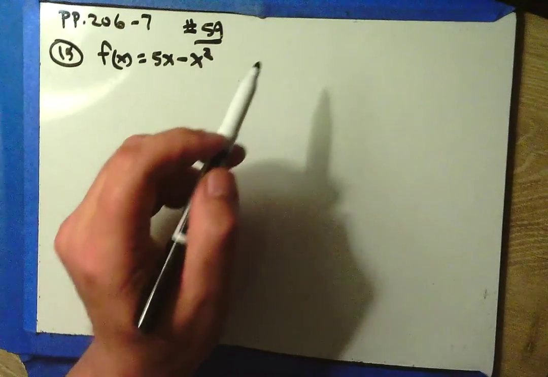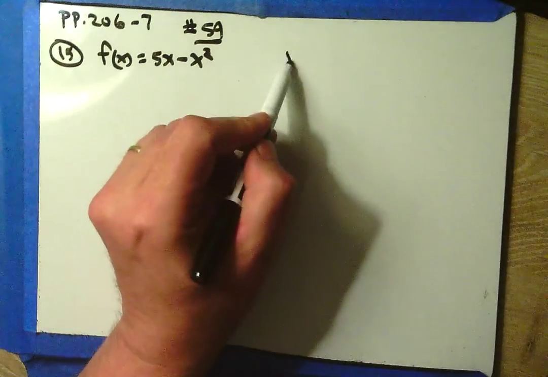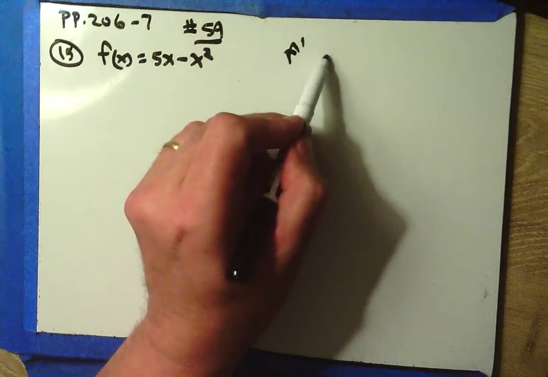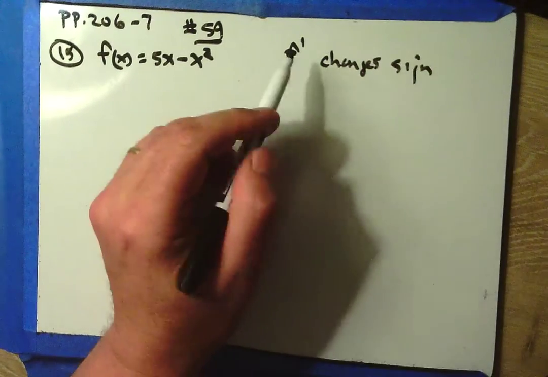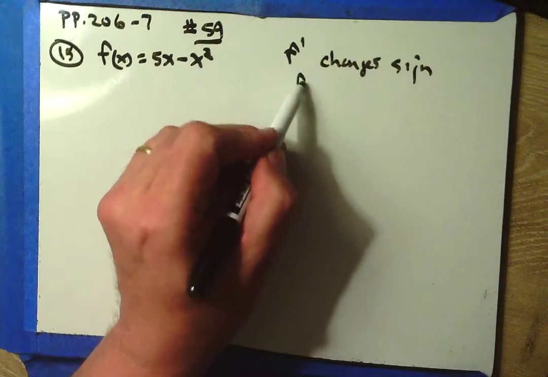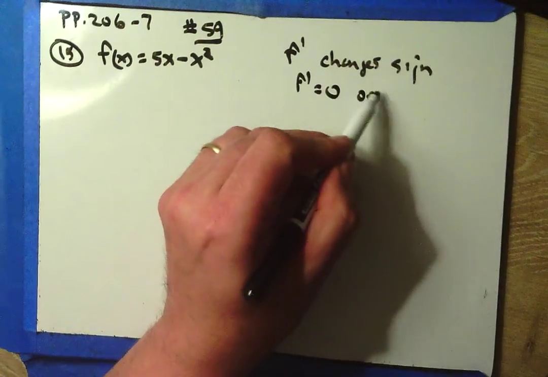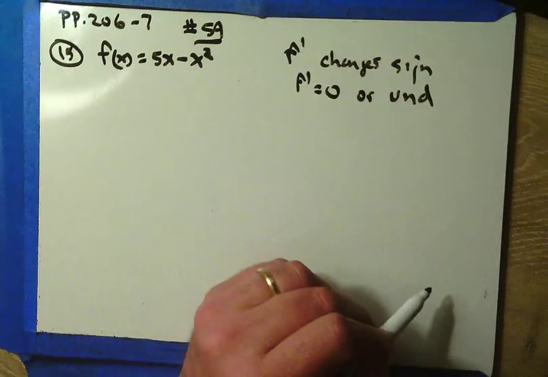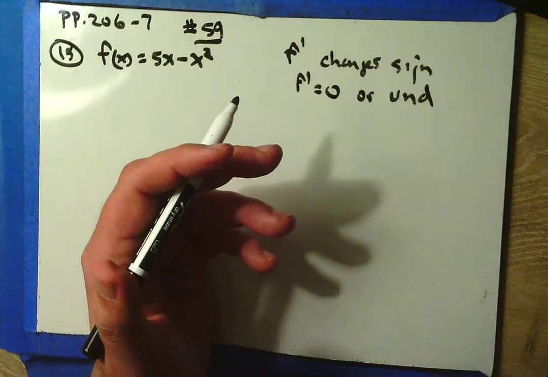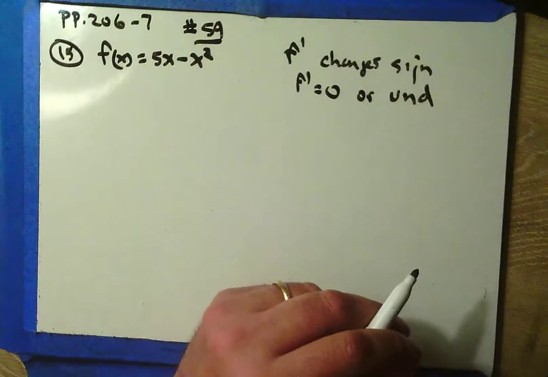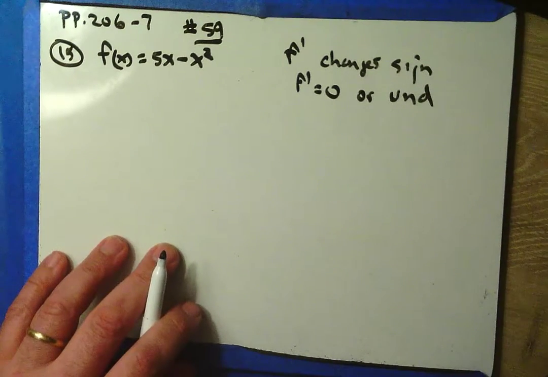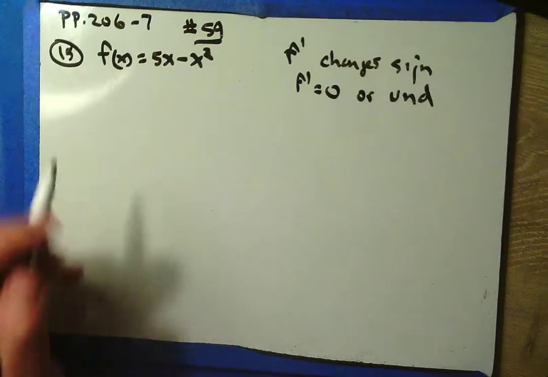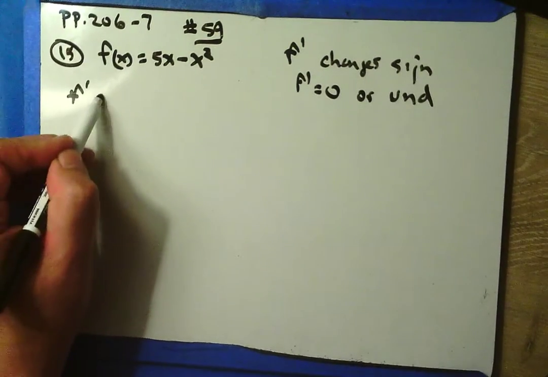Okay, so remember, to find extrema, we're looking for places where f prime changes sign. And that can happen at critical points where f prime equals 0 or is undefined. We could also check endpoints of a bounded interval, but none of these first problems have bounded intervals, so we don't have to worry about that, which is why it says find any local extrema. Okay, so let's start by finding f prime.